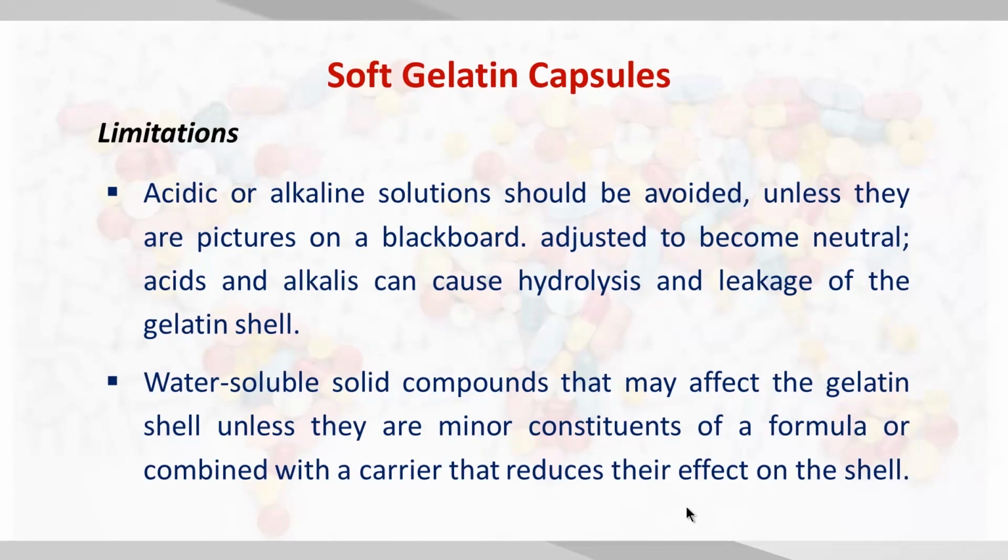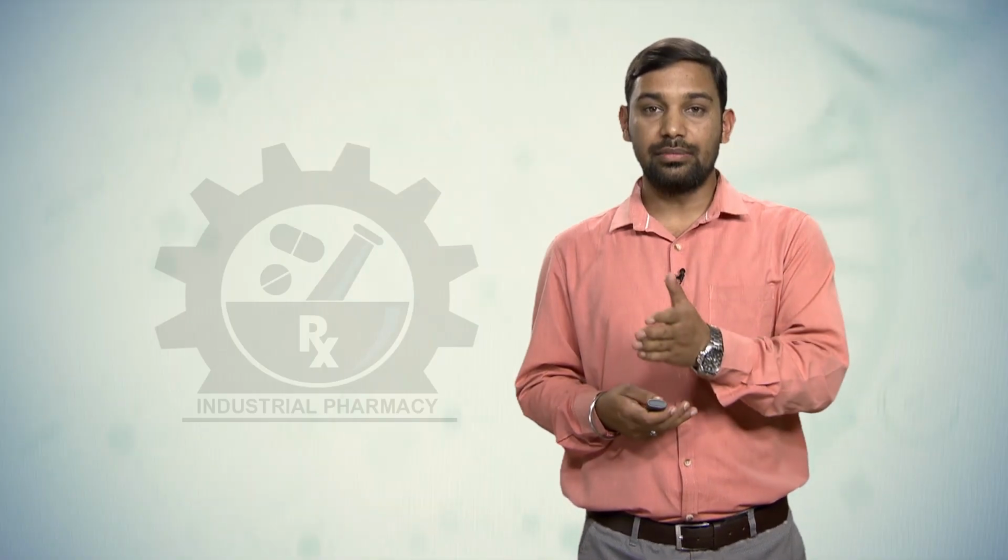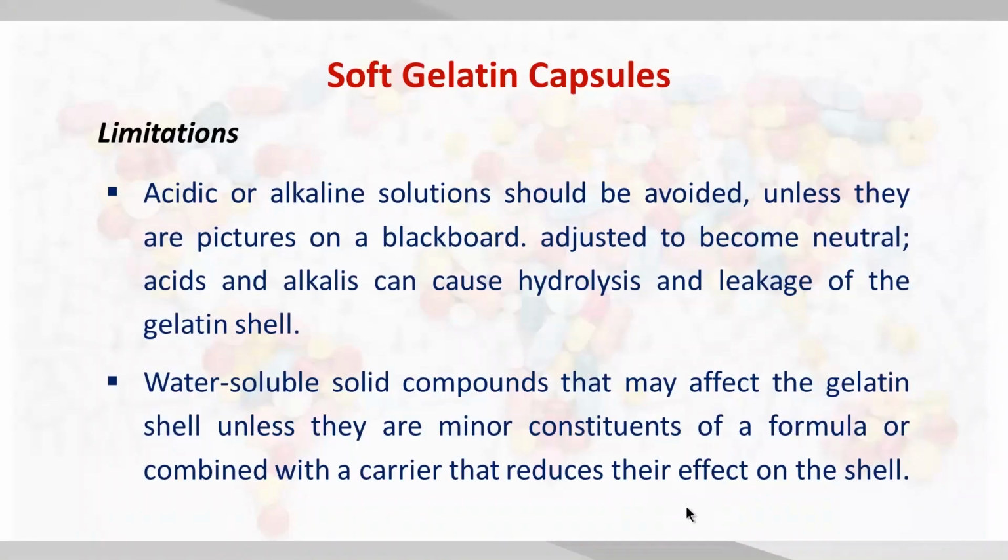We should also avoid the acidic and the alkaline solutions, because they are adjusted to become neutral and they lose their activity. If we use acids and alkalis as they are, they cause hydrolysis and leakage of gelatin shells. Water soluble solid compounds that may affect the gelatin shell, unless they are minor constituents of the formula or combined with a carrier that reduces their effect on the cell, are also a limitation for the soft gelatin capsules.